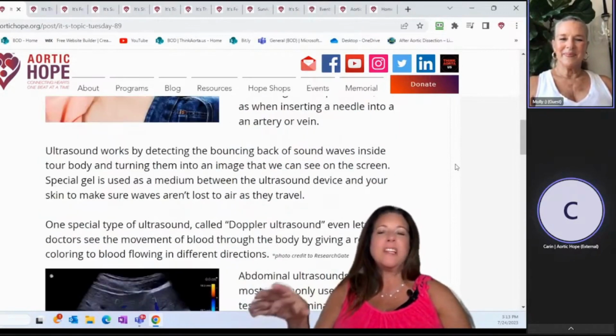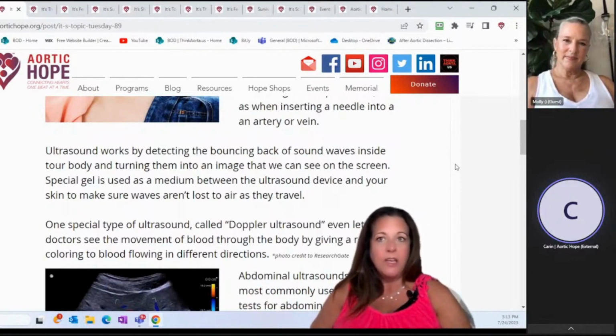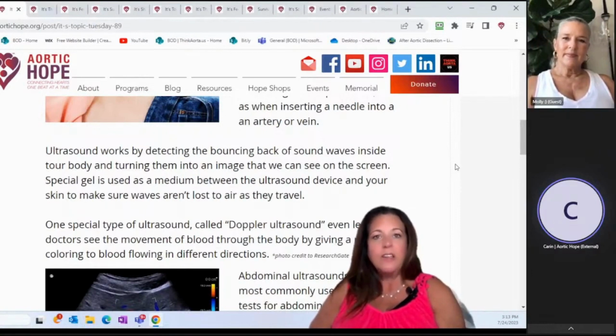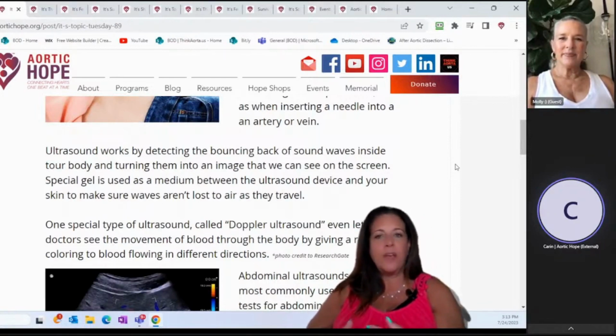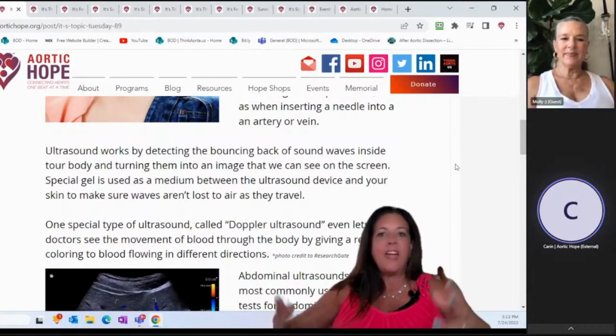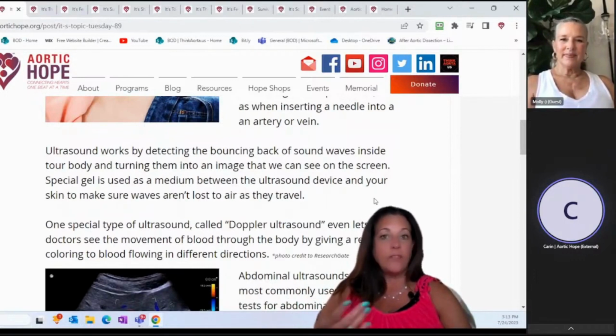But basically how it works is it detects the bouncing back of sound waves inside your body and turns them into an image that we can actually see on the screen. And a special gel that you hope is warm so it's not cold is actually used as the medium between the wand and your skin to make sure that these waves aren't lost in the air as they travel around, so you can get a good image of whatever it is you're looking at.